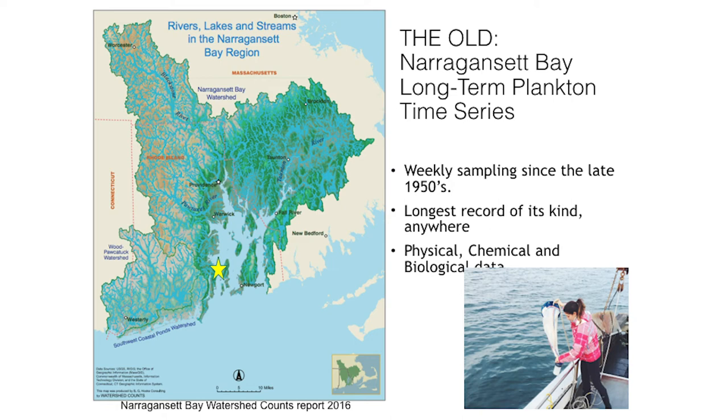This is the Narragansett Bay watershed. And here we are up in Boston. And what I want to point out is that while much of Narragansett Bay is in Rhode Island, part of it is in Massachusetts, and a good part of the watershed is in Massachusetts. Okay, so it's important when we think about watershed management. So we sample weekly. That's been done since the late 1950s.